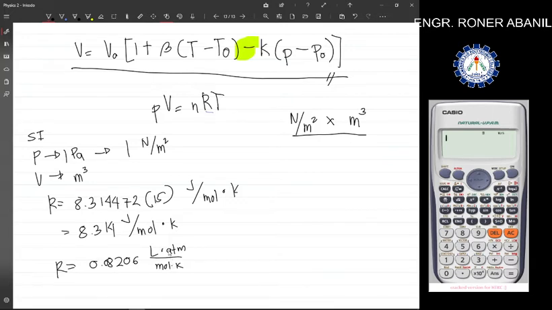So we can express the ideal gas equation PV equals nRT in terms of the mass m total of a gas using m total equals nM from kanina. So pag ganun, ang lalabas dito, papalitan lang natin, no?